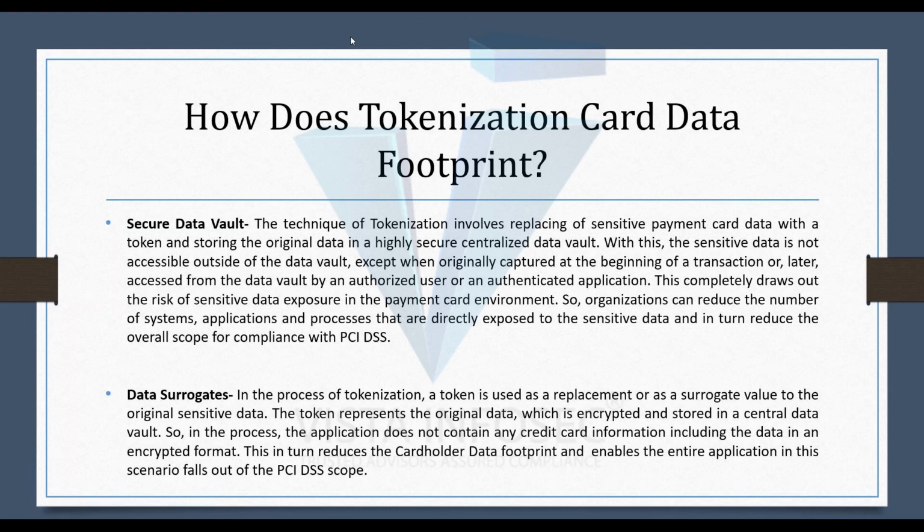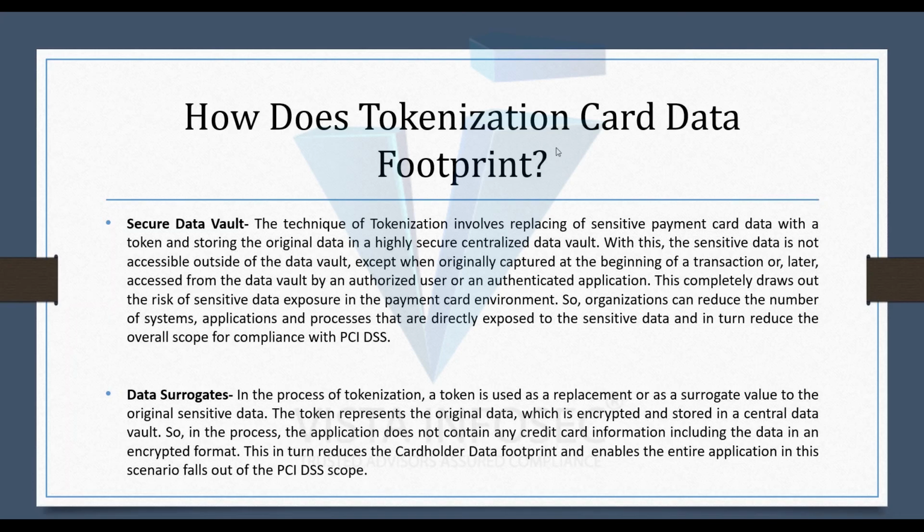So in the process, the application does not contain any credit card data or information, including the data in an encrypted format. Understand that the data is heavily devalued because it's not encrypted card data, where, in case the encrypted data goes out, you can decrypt and see the whole card data. But in this case, there is no card data. You cannot reverse engineer a token value to get the actual card data, and that card data cannot be used anywhere. So that is what data surrogacy is all about.